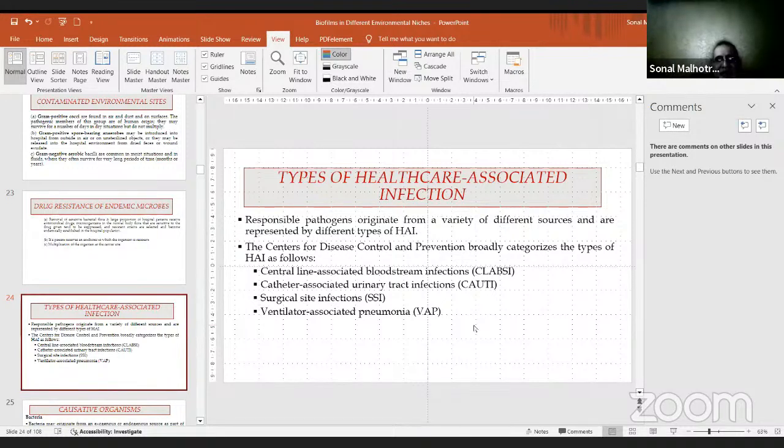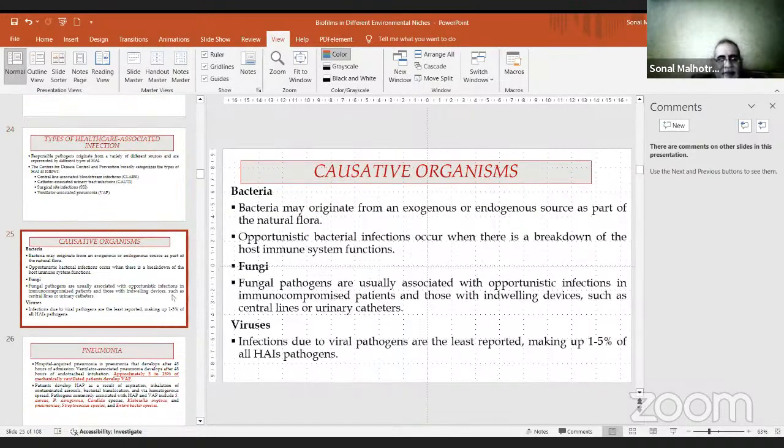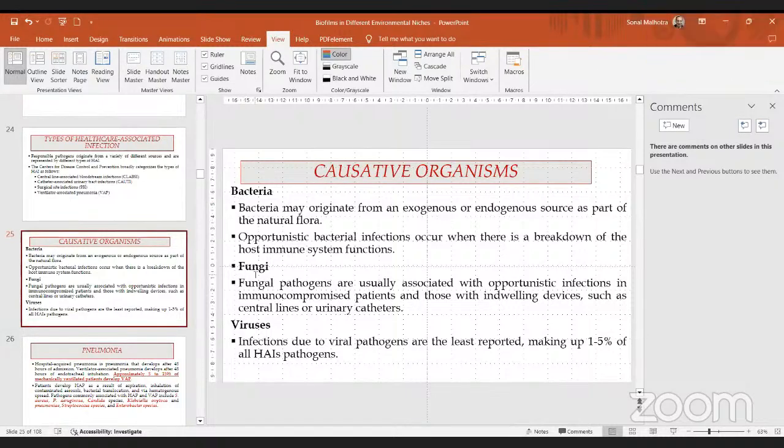In these central line-associated cases, people are either completely immobile, and sometimes in a coma, and they are being fed drugs and other things continuously through those lines. Then there are catheter-associated urinary tract infections, surgical site infections, and ventilator-associated pneumonia. All of these are the four major categories of hospital-acquired infections. The causative agents can be anything from bacteria and fungi to viruses, and we will see some of those in today's talk.